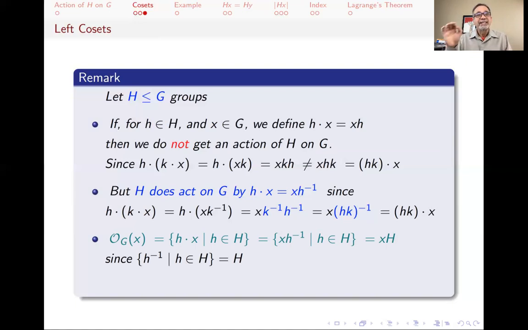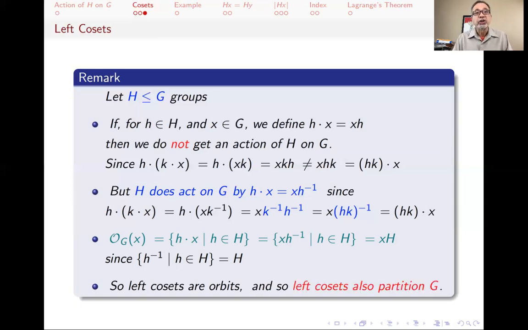Even though one at a time, xh inverse is not the same as xh, when you look at the whole set of xh inverses, you get the same as xhs. And what that says is that left cosets are the orbits of this action. And so left cosets also partition the group.